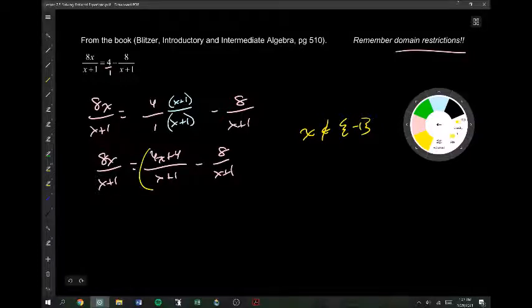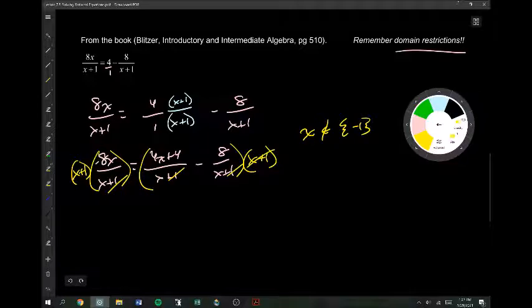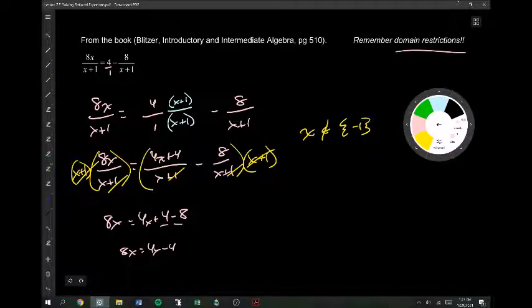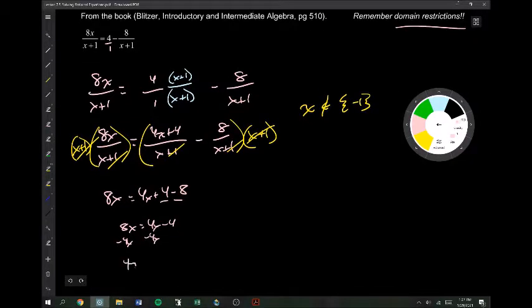Now that I've got a common denominator everywhere, I can multiply both sides by x plus 1. And that gets me a bunch of denominators canceling. 8x equals 4x plus 4 minus 8. Combine these like terms. 8x equals 4x minus 4. Subtract the 4x from both sides. 4x equals negative 4. Divide both sides by 4. Ha, there it is. x equals negative 1.